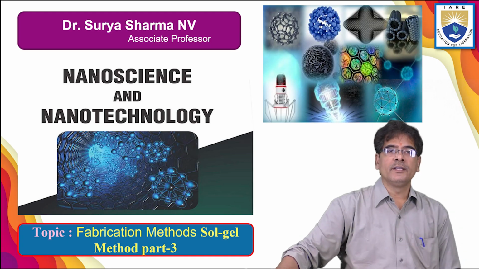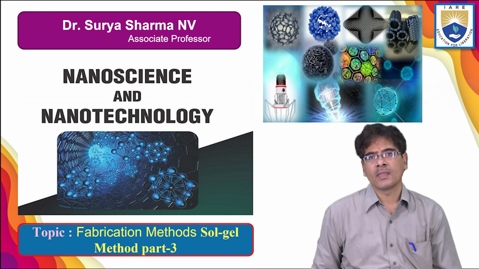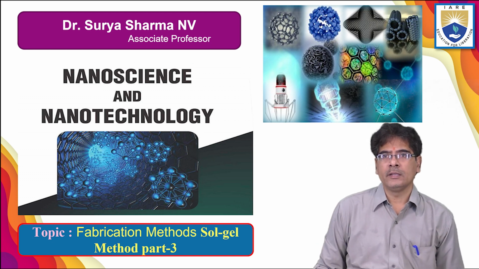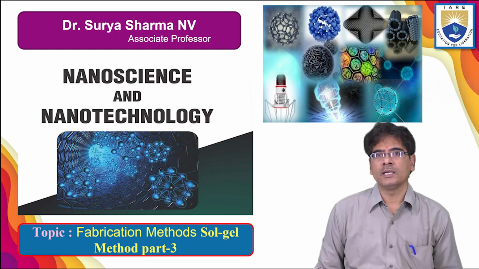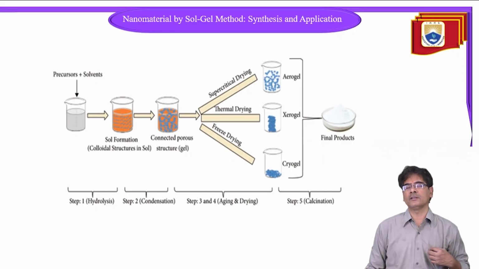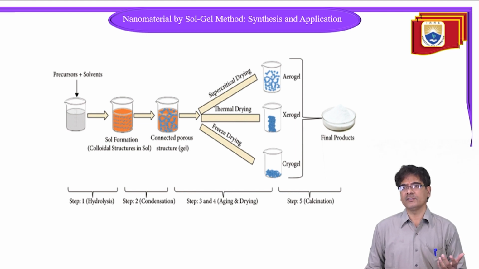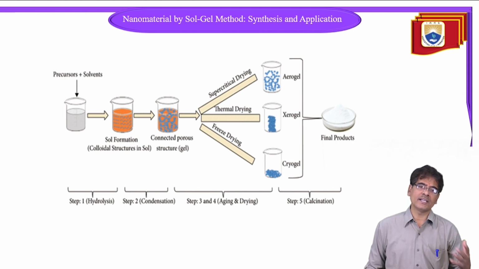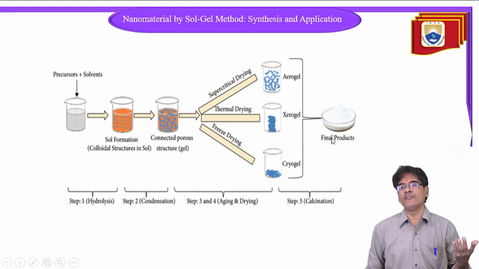As a part of the continuation of the sol gel method, in the previous lectures we have gone through the synthesis methods and applications of nanomaterials by the sol gel method. We have seen three different types of drying: supercritical drying, thermal drying, and freeze drying. The steps involved are hydrolysis first, then condensation, then aging and drying, and finally we get the calcination, right?